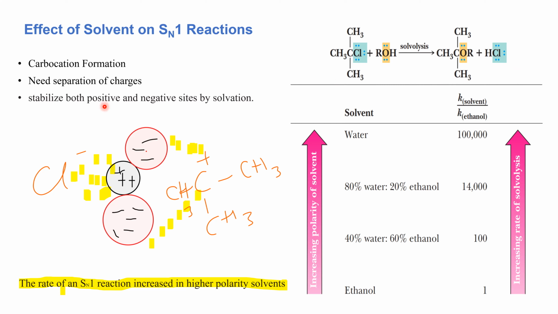Now, the third thing is that there should be stabilization of both the positive and negative sides by solvation. When the leaving group is leaving the molecule and there is a formation of the carbocation, there is a need to separate the Cl negative and the C positive. So what will help us do that? That is the role of the solvent.